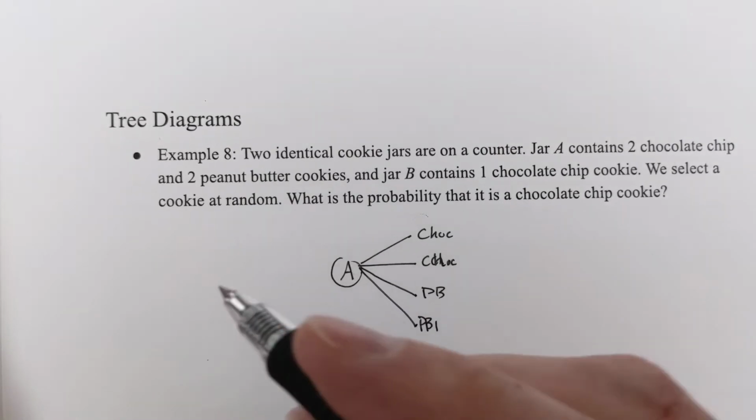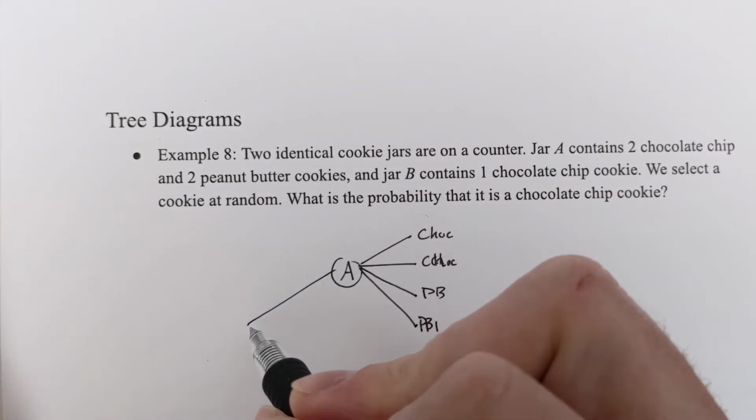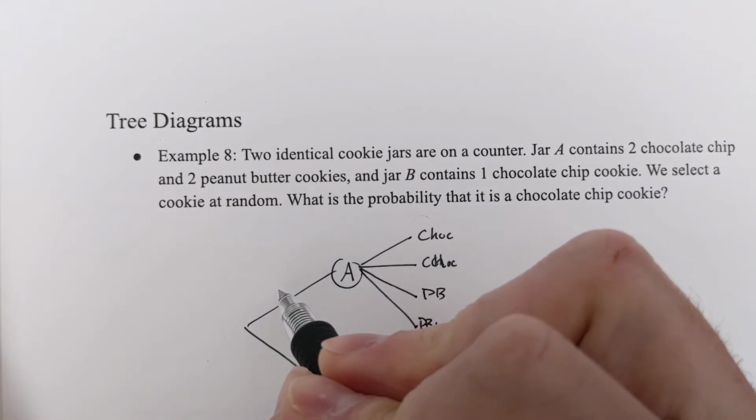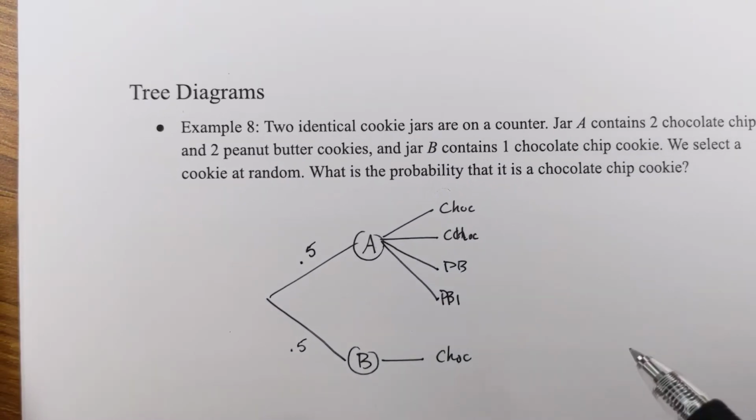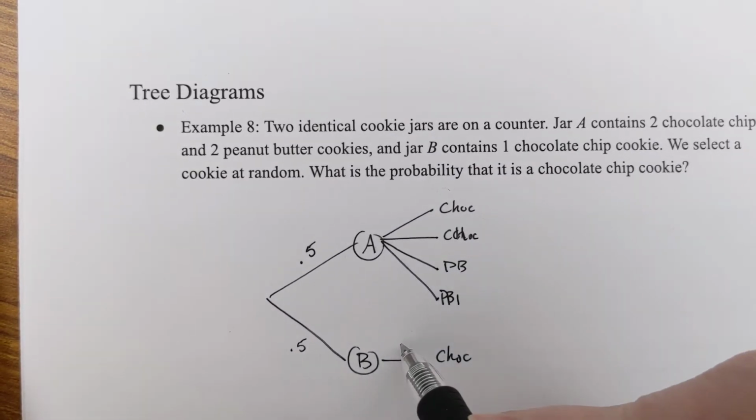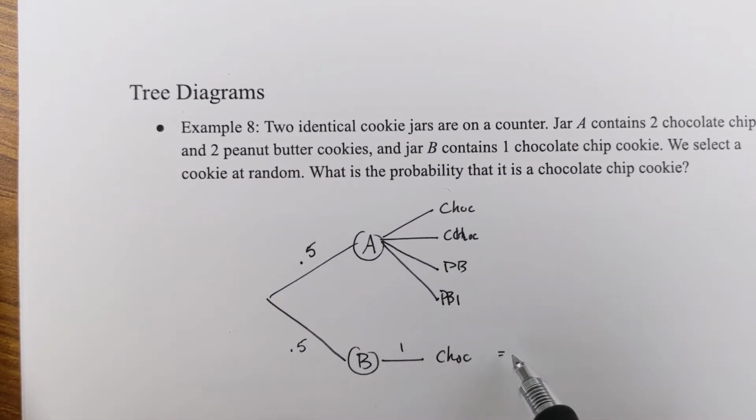So let's see here. You're standing here making your choice. So you have a 50% chance of picking A. You have a 50% chance of picking B. This is 1 because if you pick B, you're guaranteed this. So the probability of getting a chocolate chip cookie here is 0.5.